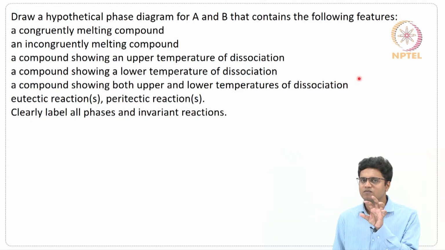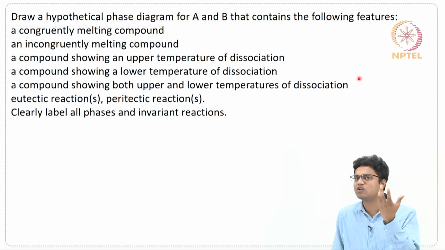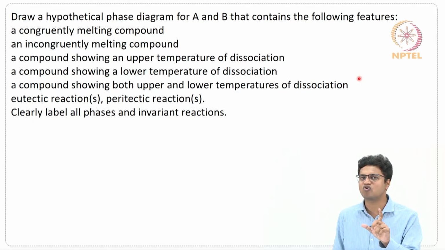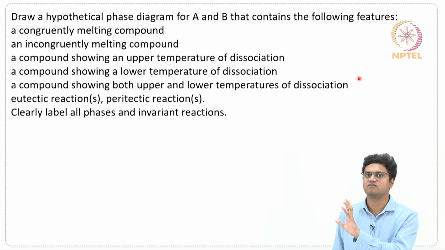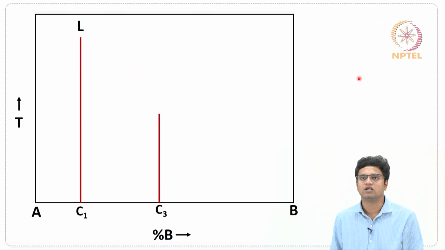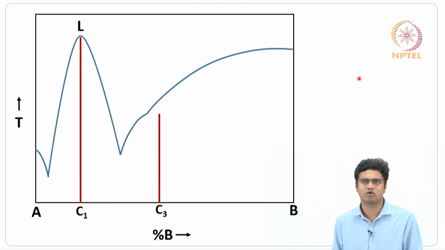So the diagram may look a little bit complex, but it is very easy to draw if you understand whatever we have discussed so far. Okay, now let's draw. I am just drawing C1 and C3, two compounds, and above C1 I have written liquid. It means it's a congruently melting compound. I have just drawn my liquidus profile. Because C1 melts at this point, it's a congruently melting compound. Above that you have liquid, and for C3 I have to have one incongruently melting compound also.